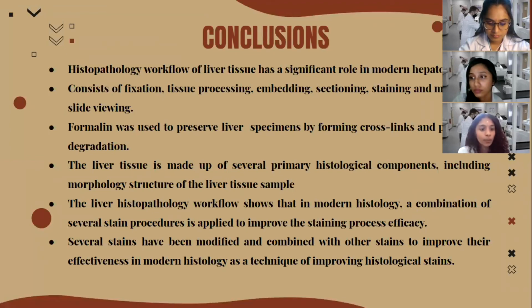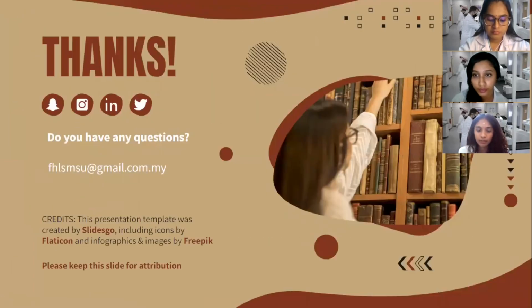The liver histopathology workflow shows that in modern histology, a combination of several stain procedures is applied to improve the staining process efficacy. Last but not least, several stains have been modified and combined with other stains to improve their effectiveness in modern histology as a technique of improving histological stains. So that's all from us.